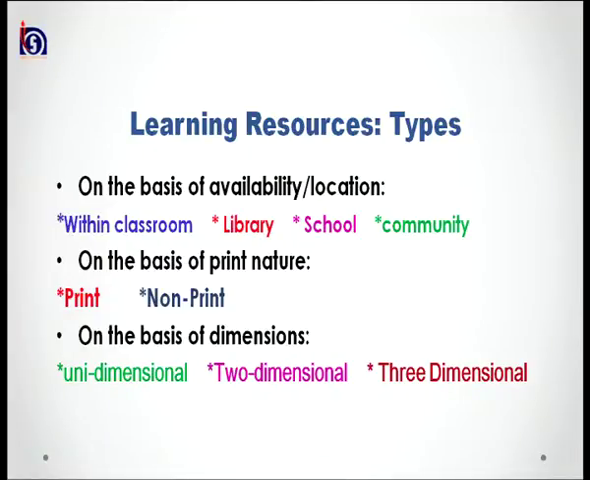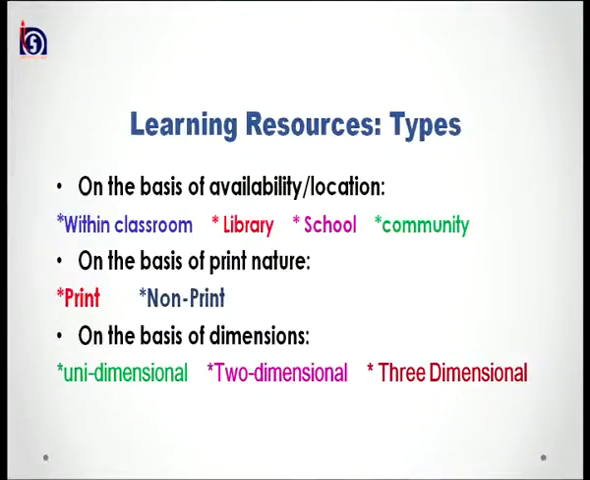which can be used to exemplify something in the classroom which is related to the content which needs to be delivered. Then we have learning resources which are situated or available within the community. For example, a museum in a community can be used to teach history or a topic in history to our students. Then on the basis of print nature, we can categorize our learning resources into 2 categories. One is print learning resources, and the second one is non-print learning resources.